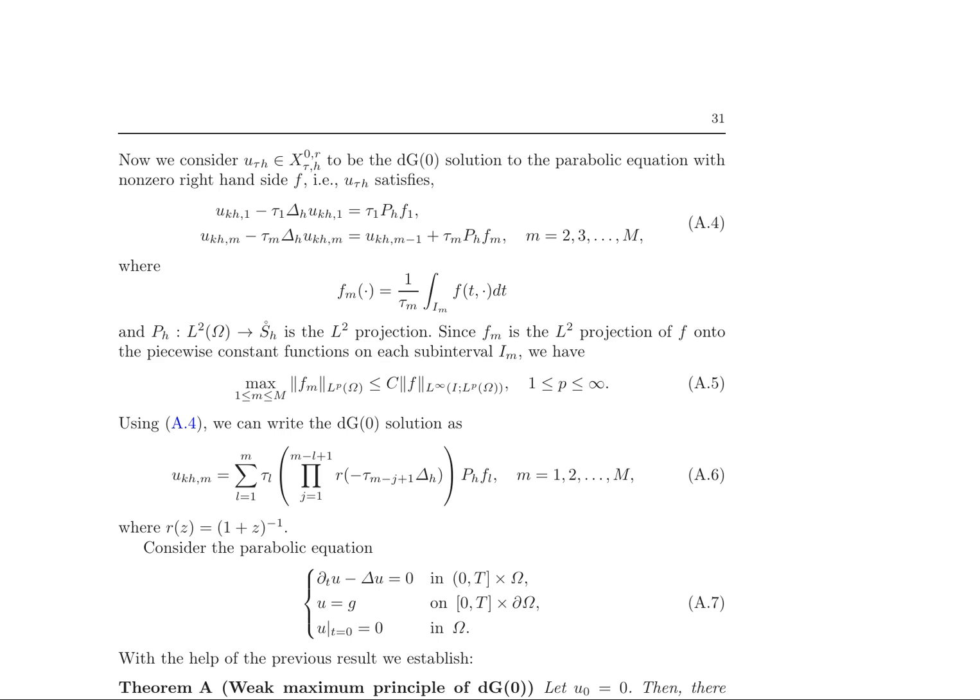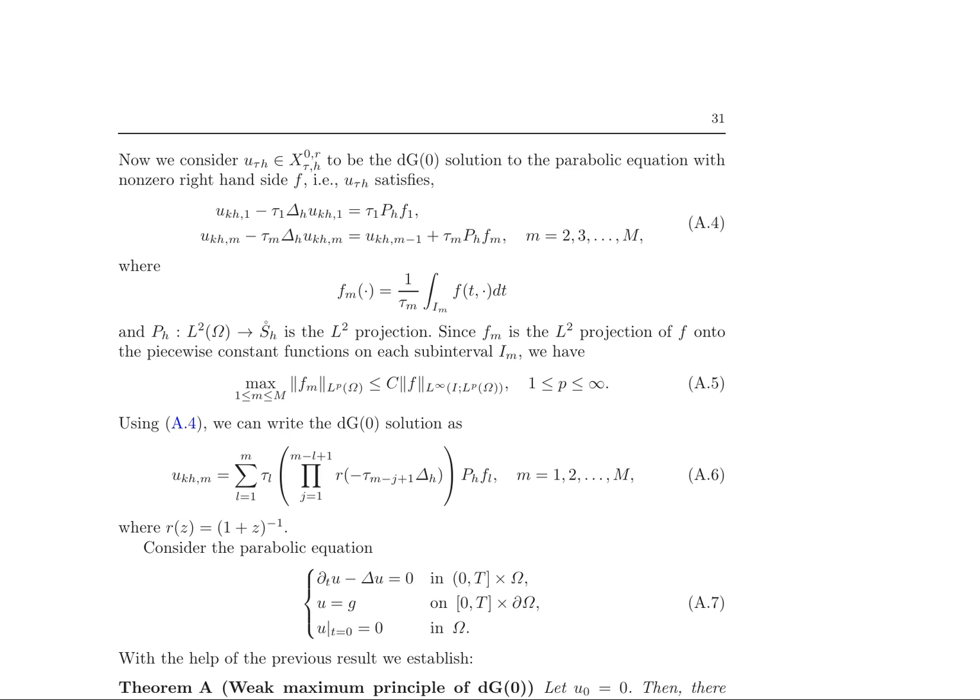The discontinuous Galerkin, DG, solution, U_tau,h, in X_0^r, is considered for the parabolic equation with a non-zero right-hand side f, where f_m is the L2 projection of f onto piecewise constant functions on each subinterval I_m. The DG solution can be expressed as a summation involving P_h f_m, where P_h is the L2 projection onto the finite element space S_h. A parabolic equation with homogeneous initial and boundary conditions is then examined, leading to the establishment of the weak maximum principle of DG(0) in Theorem A.